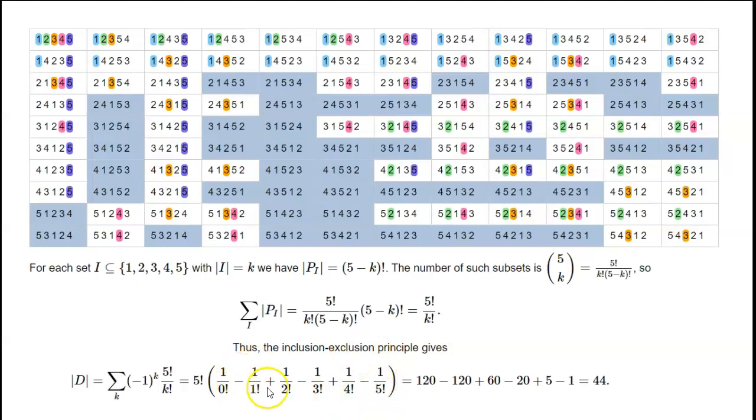Notice incidentally that 0 factorial and 1 factorial are both equal to 1, so these first two terms are going to cancel each other out, and then we've got all these other terms here. And in this particular case with n equals 5, we get 120 minus 120 plus 60 minus 20 plus 5 minus 1, which ends up being 44. And if you look carefully at this grid here, and you count all the grey squares, you'll find that there's 44 of them.